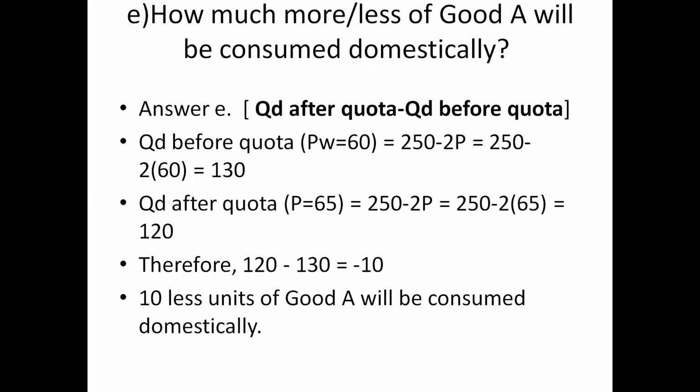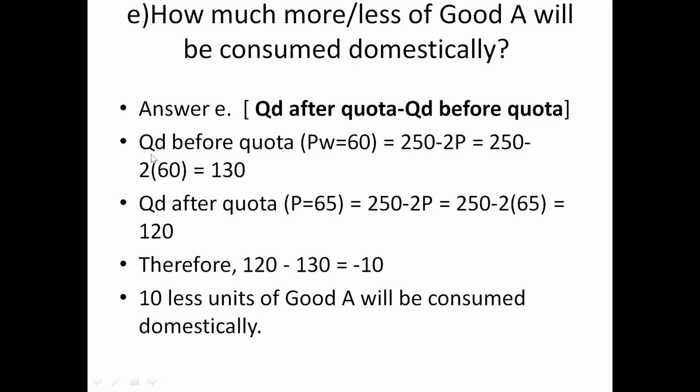So we know from our previous lectures that when the quota is imposed, the price increases in the market, for which fewer products are consumed domestically. So we already know that less of good A will be consumed after the quota is imposed. But how do we get the amount? Like how much less? We simply have to deduct quantity demanded before quota from the quantity demanded after quota.